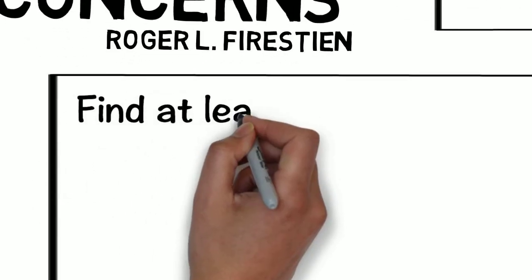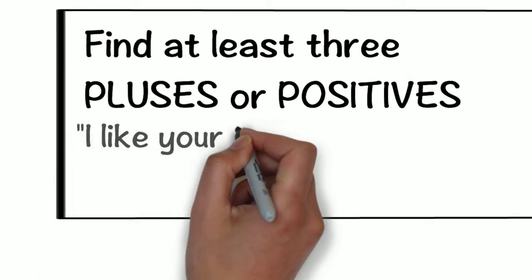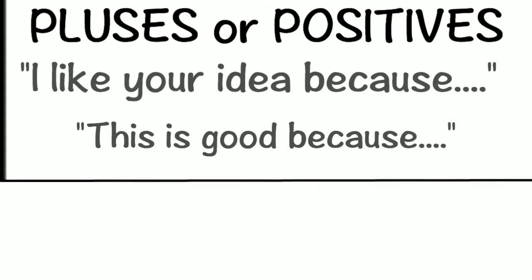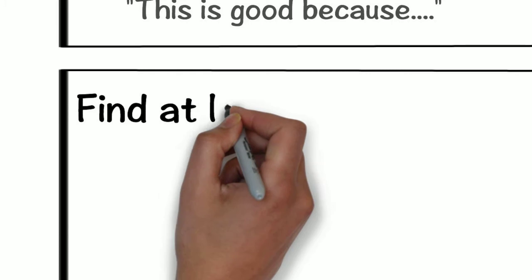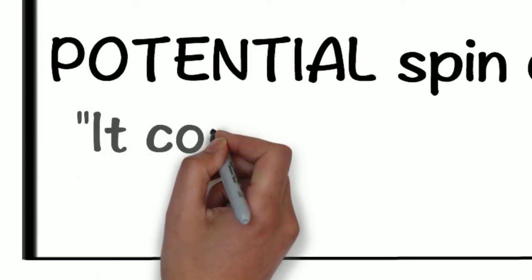Then you find at least 3 pluses or positives about the idea at face value. You say, I like this idea because, or this is good because. When you've done that, you find 3 potential spin-offs. So this is basically saying, if we do this, it could also, or it might. So it might let us do this, it might let us do that.